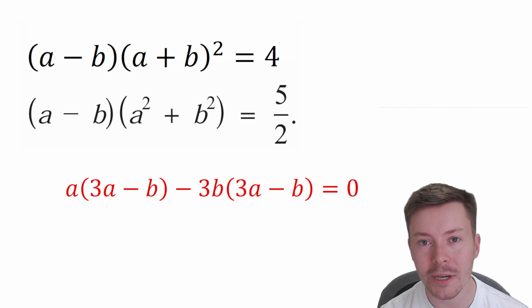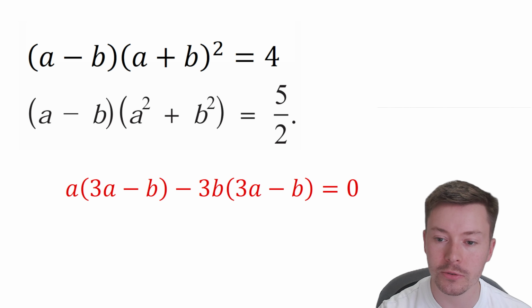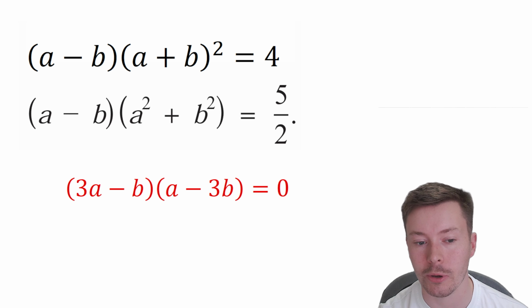Right, then what we do is we take that bracket and we factorise the bracket out of both terms, the first term and now the second term. So we're going to take 3a minus b and put that to the front, and then we're going to get left in the other bracket with a minus 3b. Okay, so we've got this.